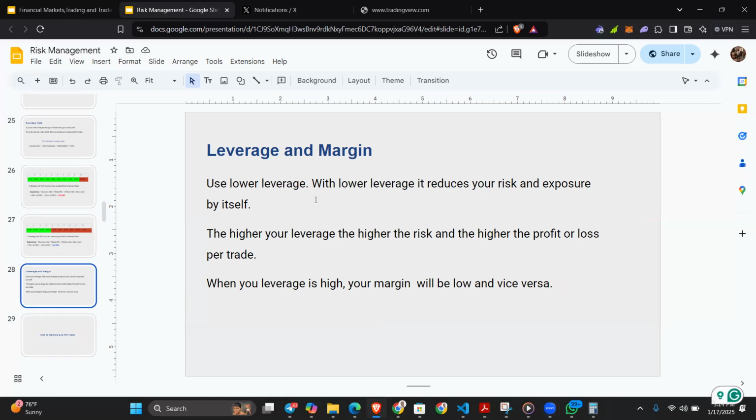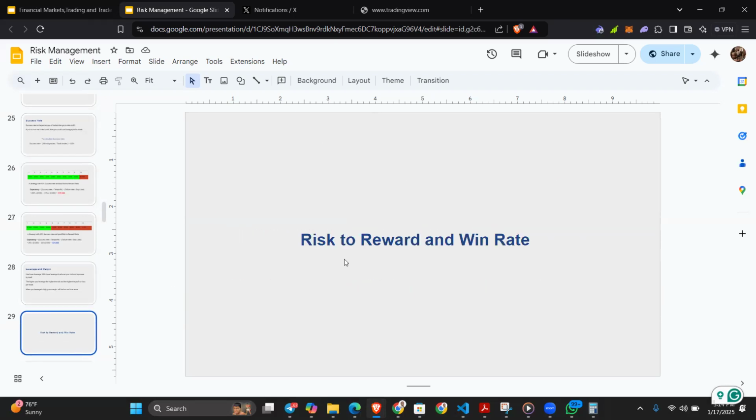Now, when you use lower leverage, it's going to reduce your exposure to risk, right? While when you use higher leverage, it's going to increase your exposure to risk. So let's look at risk to reward ratio.